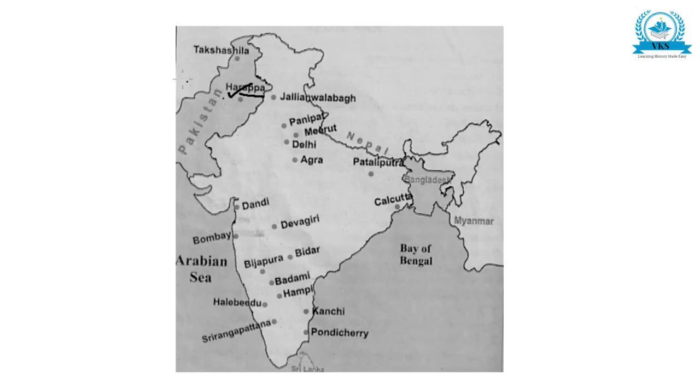So I think this place is clear. Here is Harappa. The next place you have to mark is Takshashila. Here you can see Takshashila. Takshashila also is in Pakistan. You can see the outline of Pakistan marked here. Takshashila is also in Pakistan and it was a capital of Gandhara province. So Takshashila you will have to mark here.